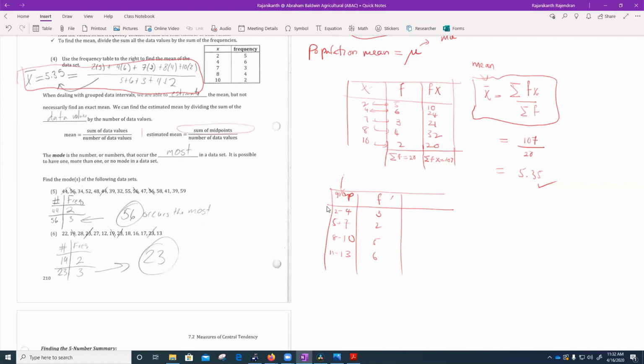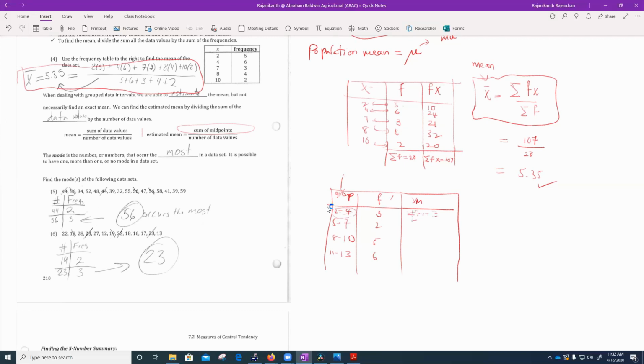The midpoints. You need to find the midpoints for each group. We denote the midpoint by xm, the data values for the midpoints. Take the first group, and to find the midpoint, simply add those two values, 2 and 4, then divide by 2. I'm basically finding the average of these two values. So 2 plus 4 is 6, 6 over 2 is 3.